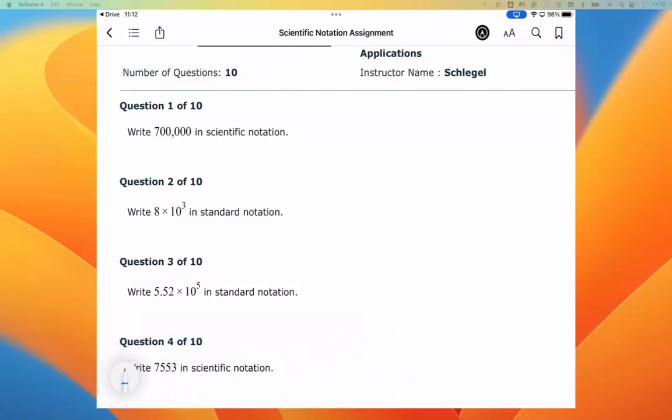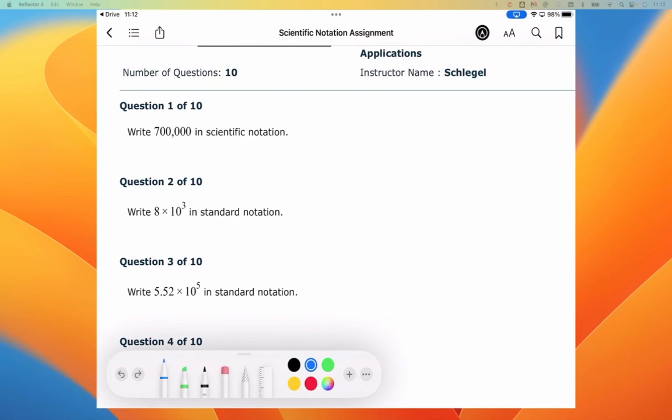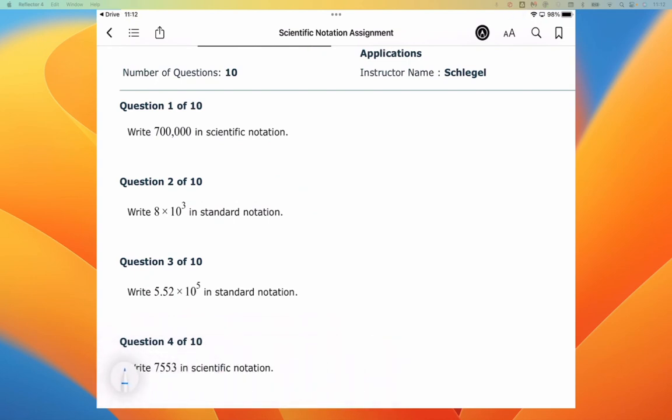Hello, and this video is going to be on how to move between what we call scientific notation and standard notation. An important thing to understand is that this number right here, 700,000, is written in what we call standard notation. Standard notation is just the normal, regular way that we write numbers. Scientific notation is a more efficient way of writing really, really large numbers or really, really small numbers. And we're going to talk about how to transform 700,000 into scientific notation form instead of standard form.